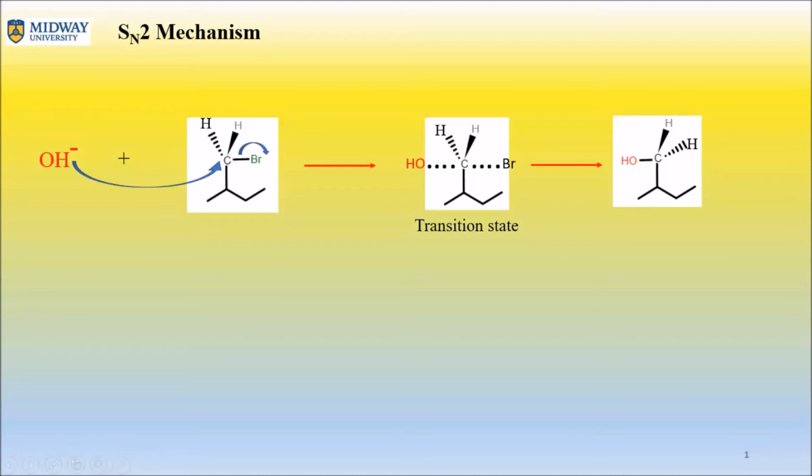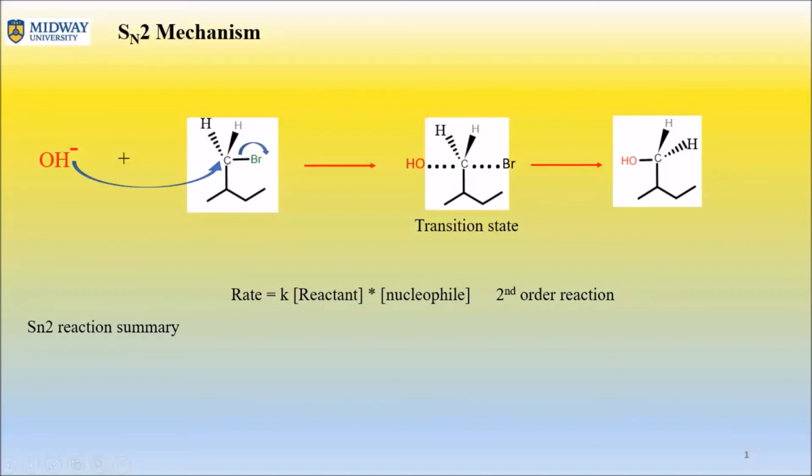That is, if you start with an R, you end with an S. If you start with an S, you end with an R. So let's summarize it. Rate equals k times reactant times your nucleophile concentration. Because it's Sn2, it depends on the concentration of both the reactant and the nucleophile, so it is a second order reaction. We've already looked at it earlier when we were talking about some of the basics of substitution and elimination reactions. Sn2 reactions are second order.